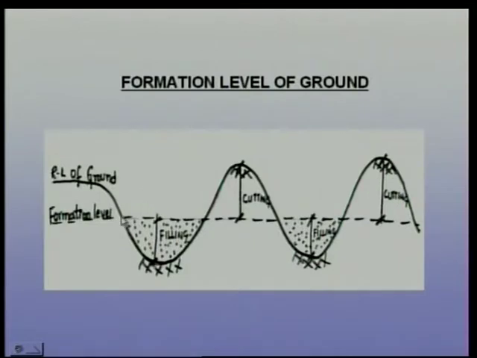This visual shows the formation level of ground. The curved line is the reduced level of the ground. This portion is filling, earth in filling, and this is the earth in cutting. Again filling, cutting. Practically, the level of the ground is not horizontal, not plane. It always has some undulations. This is the general formation level of a ground, and this is the reduced level of a ground.